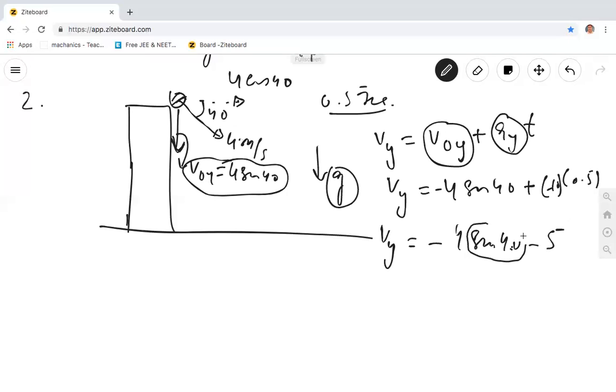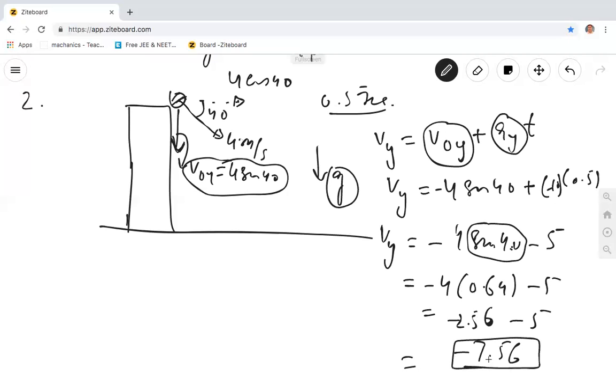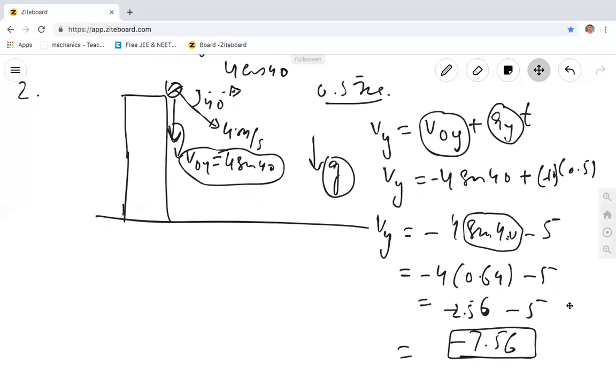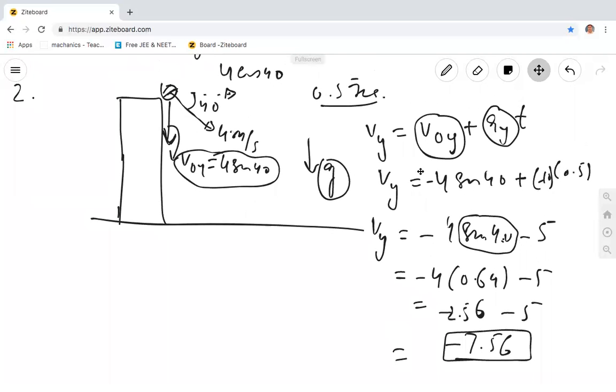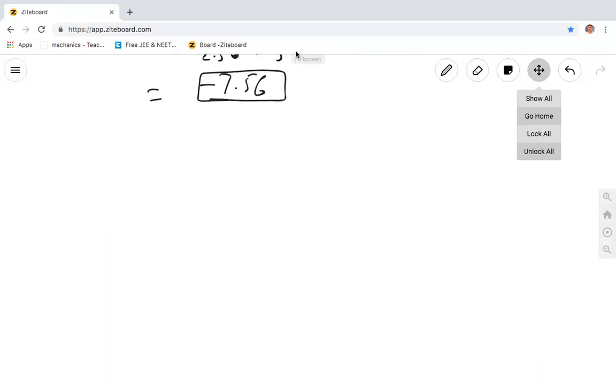So what is sine 40 equal to? Sine 40 is 0.64. Okay, I take your word. It is 2.5 minus 5. It is minus 7.5, the answer. Yes, that's right. You understand what I did? Yes, initial Vy, acceleration in the y direction, and time. Everything was given to you.